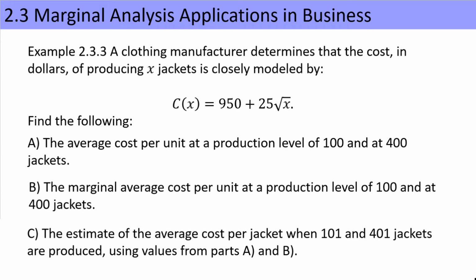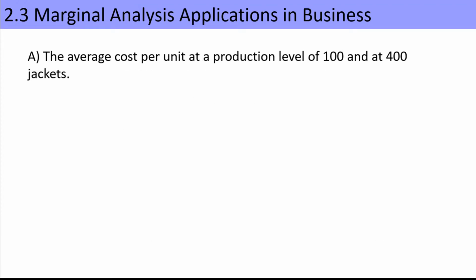Example 2.3.3. A clothing manufacturer determines that the cost in dollars of producing x jackets is closely modeled by the function C(x) = 950 + 25√x. Find each of the following. A. The average cost per unit at a production level of 100 and at 400 jackets.